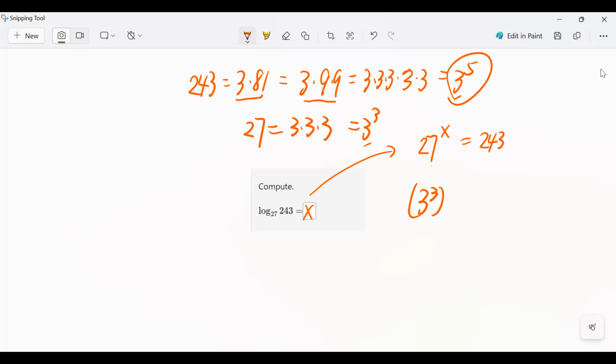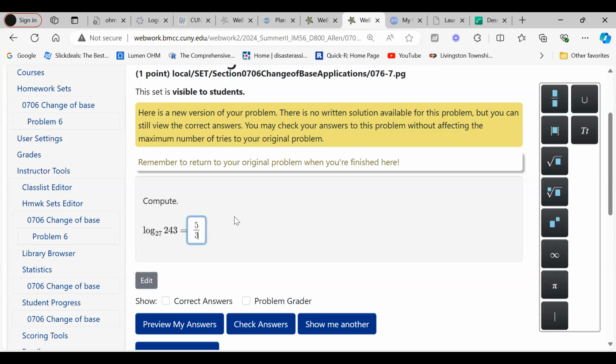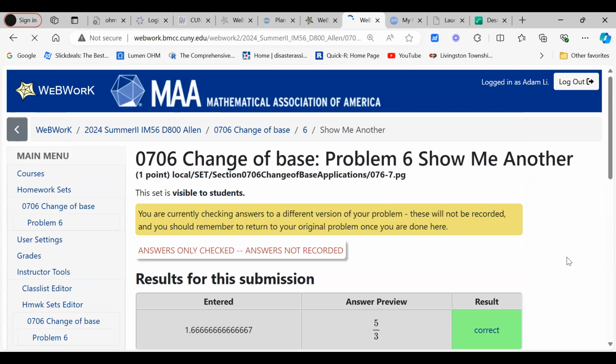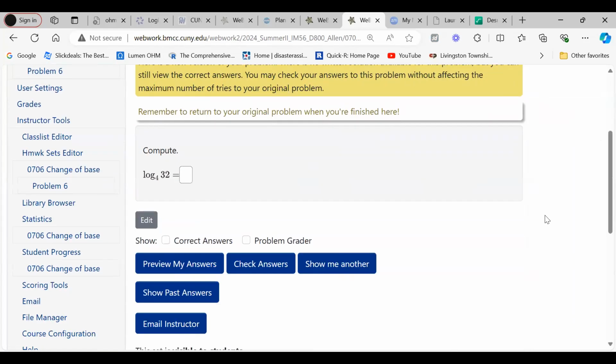Now they have the same base, right? This is what we want. 3 cubed to the x equal to 3 to the 5th. Now we get 3 times x is 3x, 3 to the 5th. Now same base, the power must be the same, 3x equal to 5. Now divide by 3 on both sides of the equation, now x equal to 5 over 3. Do you have any question about this? 5 over 3. This one we can leave as a fraction, which is good. All right. Let's see. Maybe you guys try one of these, right?